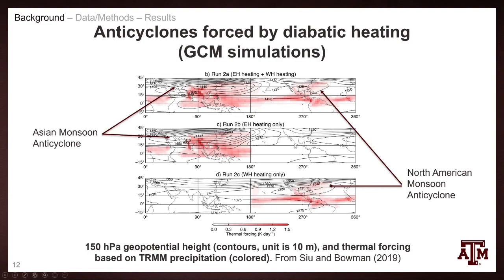And similarly, if you have no forcing in the eastern hemisphere and only put forcing associated with the North American monsoon, the heating over here, then you can form just the North American monsoon anticyclone. So from this you can clearly see the relationship between monsoonal convection and the anticyclones in the upper troposphere and lower stratosphere.